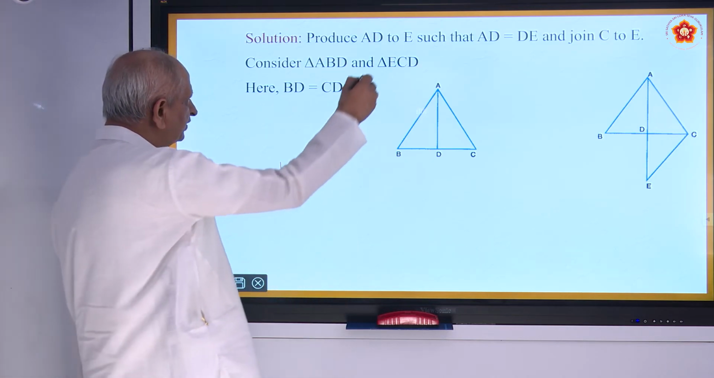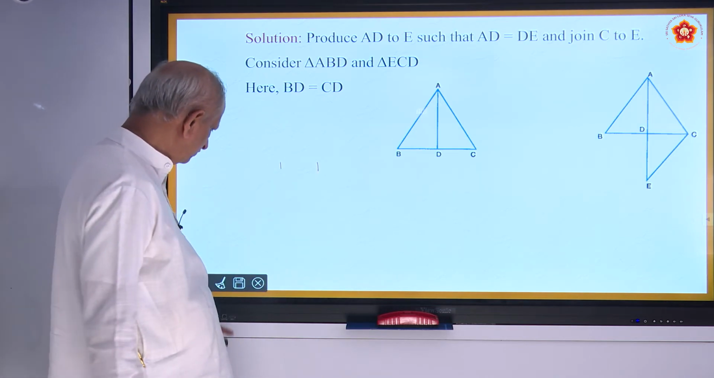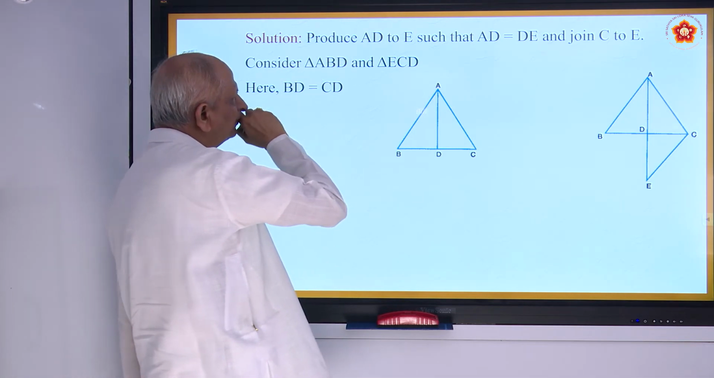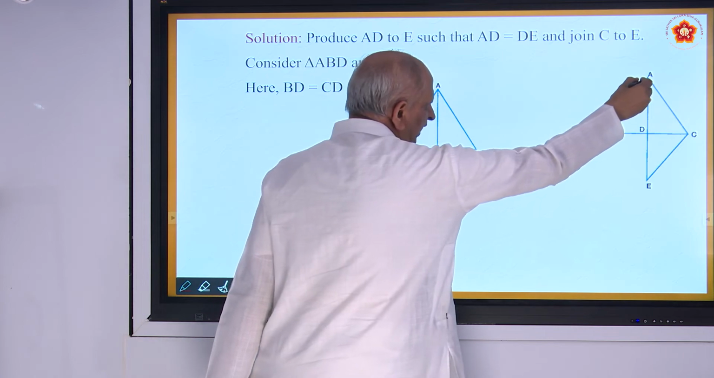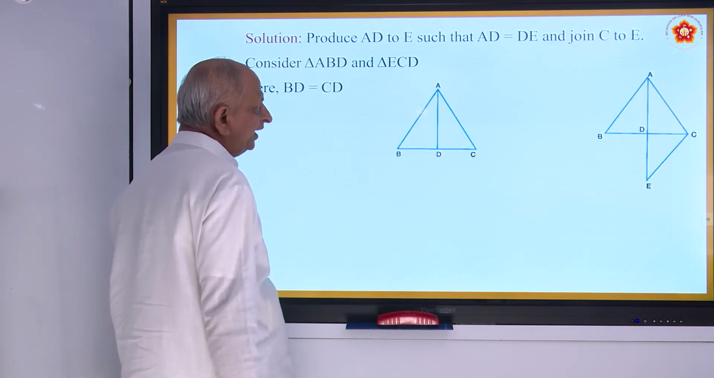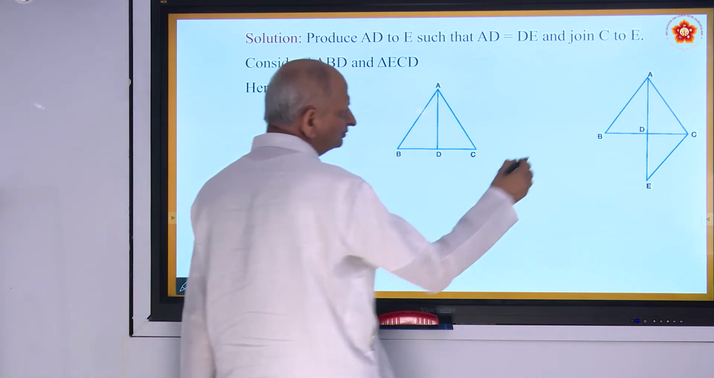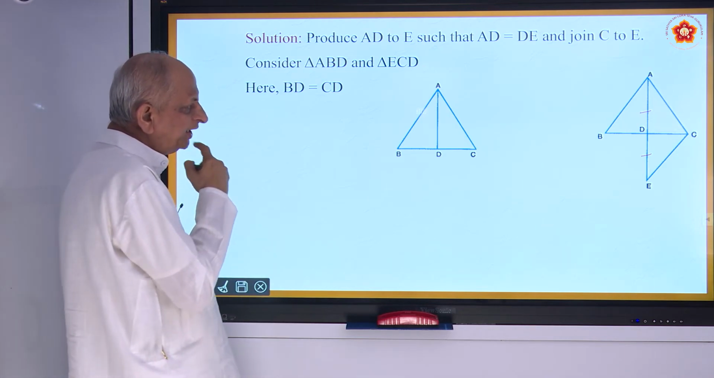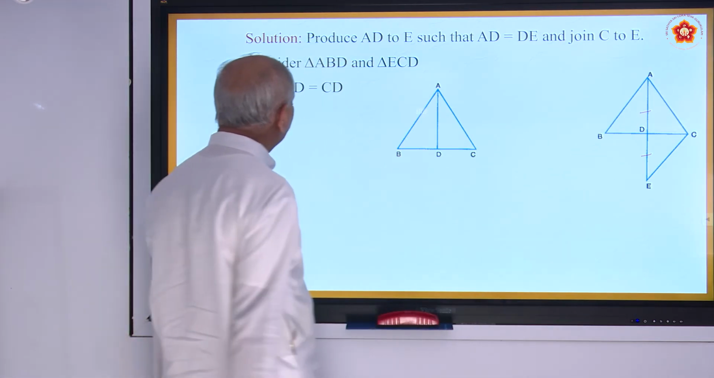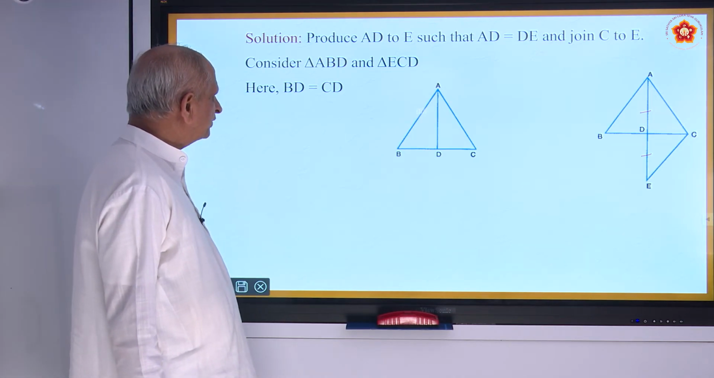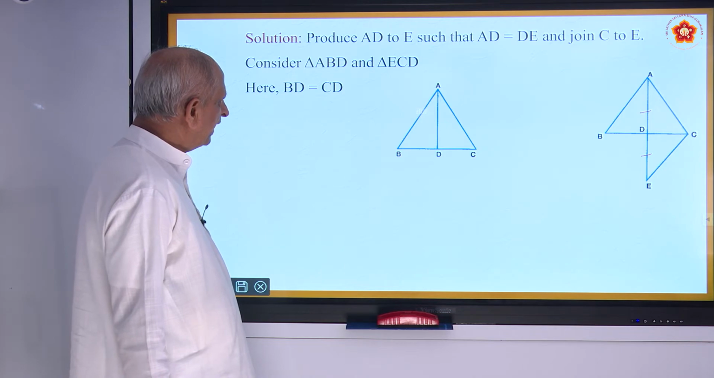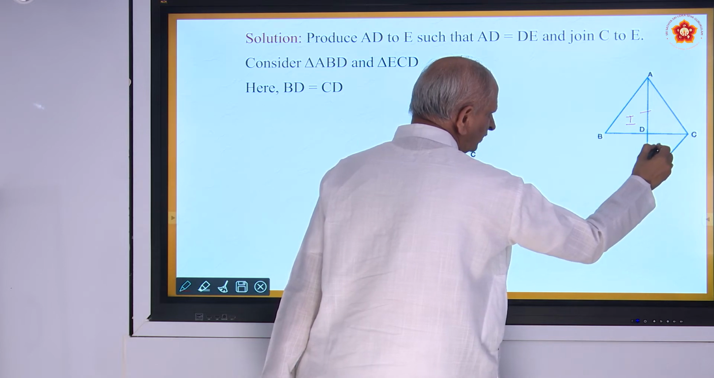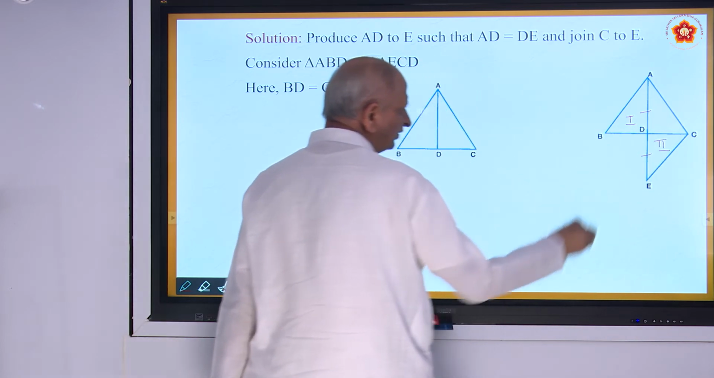So, in this triangle ABC, come on, write down, all of you. Produce AD to E such that AD is equal to DE. So, produce it to that. And join C and E. C and E should be joined. Now you take two triangles, ABD and ECD. So ABD is here, ECD is here. These two triangles you take.